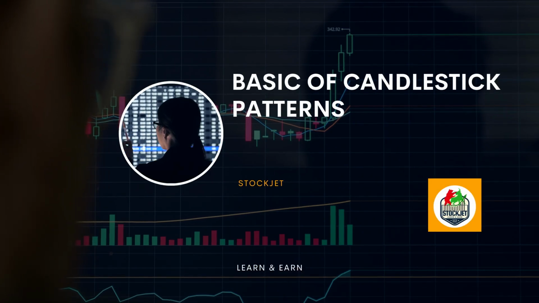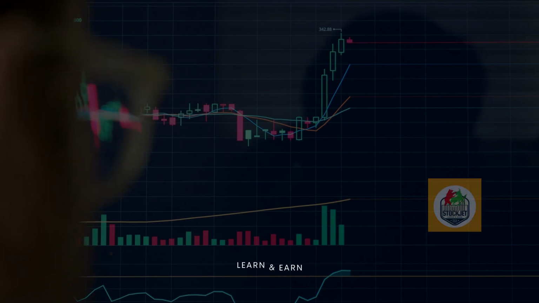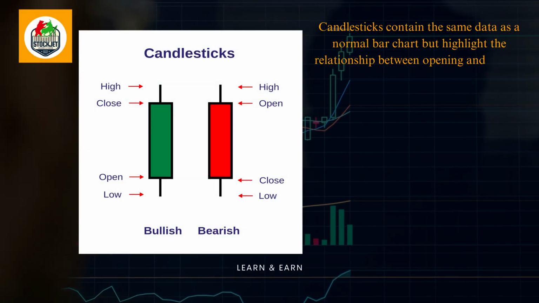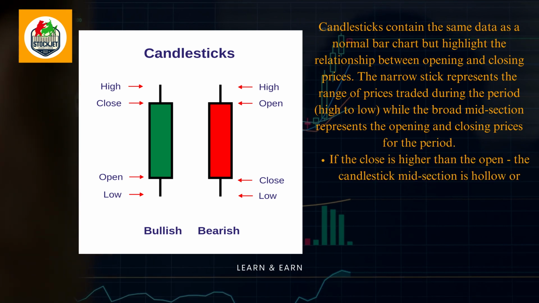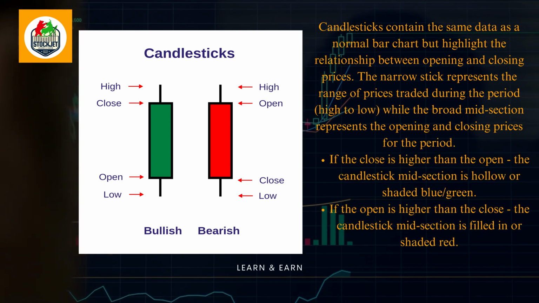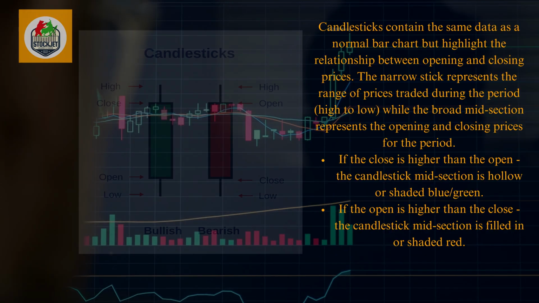Welcome to the learning video of Best of Candlesticks by StockJet. Candlesticks contain the same data as a normal bar chart, but highlight the relationship between opening and closing prices. The narrow stick represents the range of prices traded during the period, high to low, while the broad midsection represents the opening and closing prices for the period.